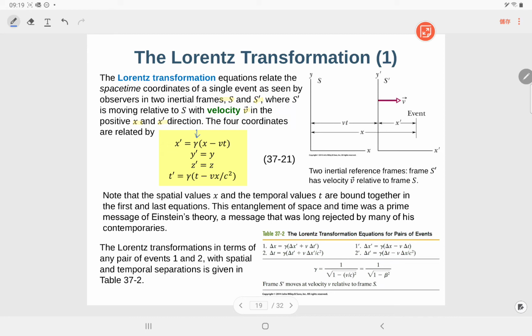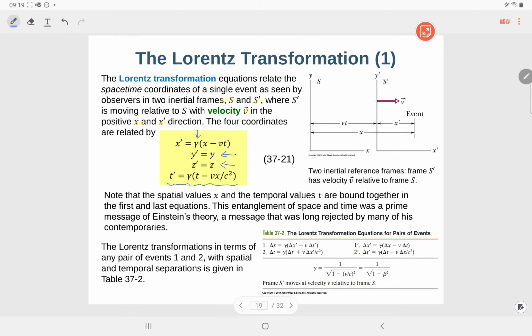And since the relative motion is not in the y and z axes, these two are normal. We also need a transformation for the time domain, because we have not only length contraction but also time dilation. In classical mechanics, t prime should equal t. But when we consider the relativistic effect, we need to use this equation. So it's nothing special.